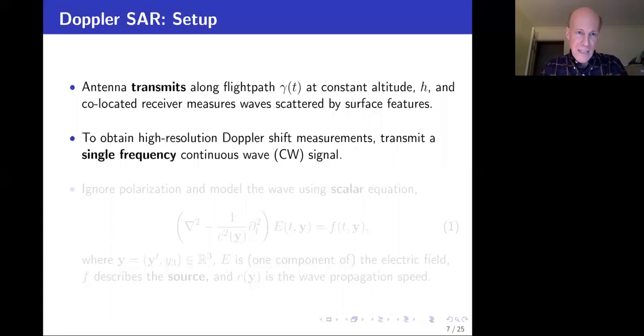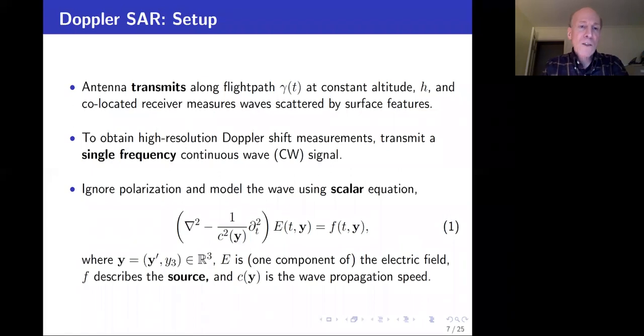So in order to obtain high resolution Doppler shift measurements, since a Doppler shift is a shift in frequency, we want to transmit a very narrow band or even single frequency signal. So this is a continuous wave or CW signal at a single frequency, say omega naught. Right? So that's all the transmitter is doing, it's emitting this continuous wave signal.